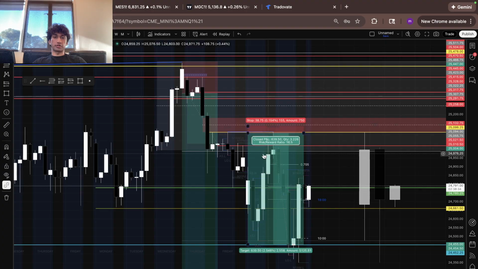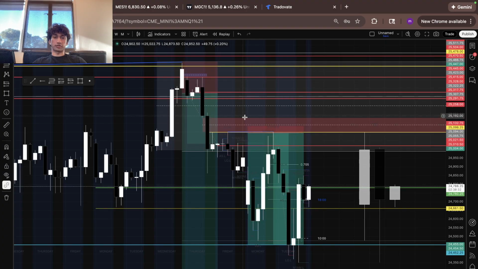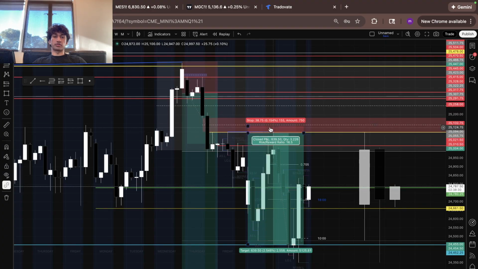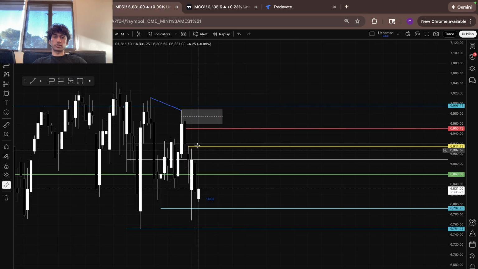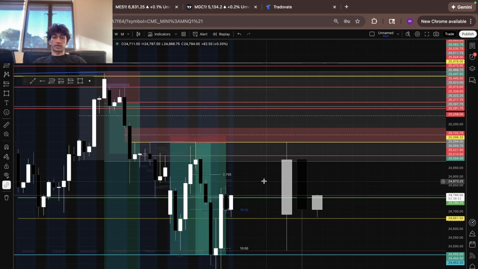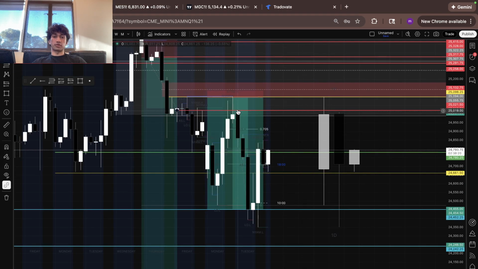So we had both our PD arrays, 4-hour order block, 4-hour bearish fair value gap. We had our previous day high sweep, SMT, and then we fulfilled equilibrium on a weekly range, and on ES fulfilled equilibrium on the monthly range. From there, as you can see, we dumped very aggressively.